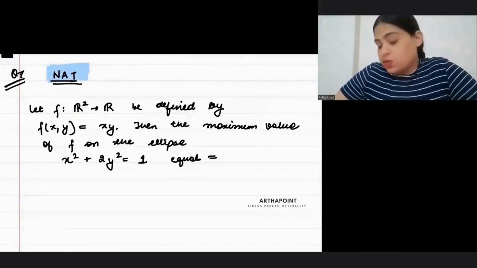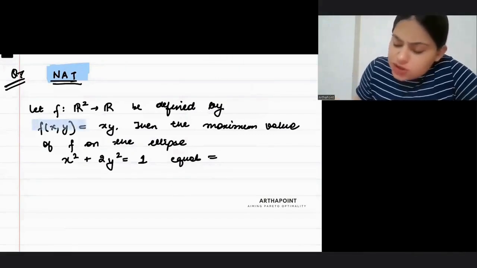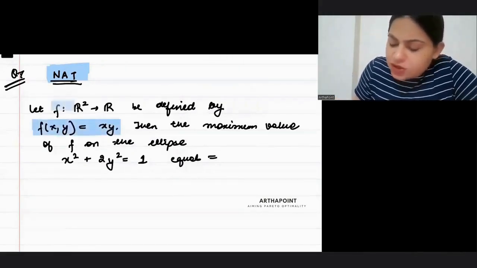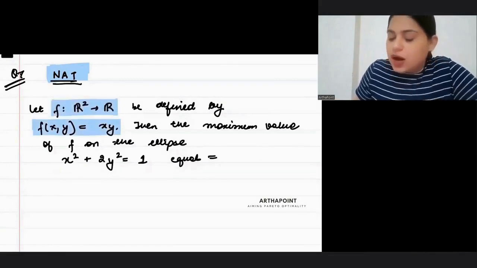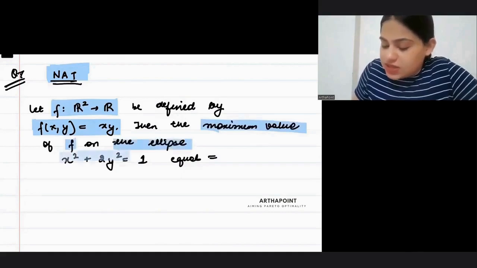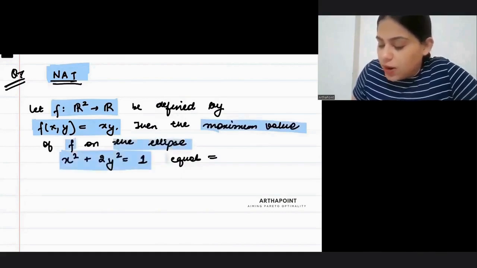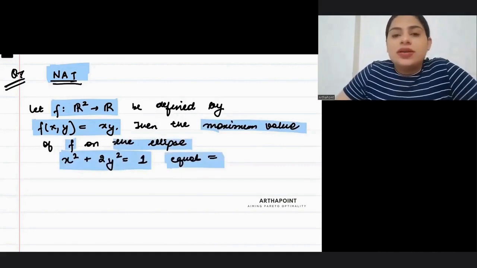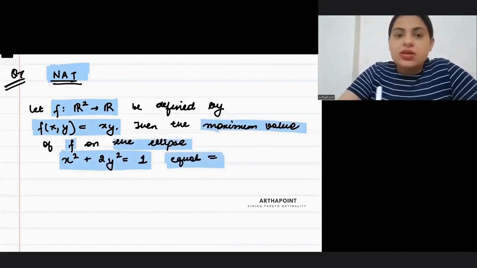Okay, beta, let's look at the question. It says the function is given by xy, and the function goes from R squared to R. Then the maximum value of the function on the ellipse x squared plus 2y squared equal to 1 is. There are two ways to solve this question, beta. Let us go ahead and look into the first way.